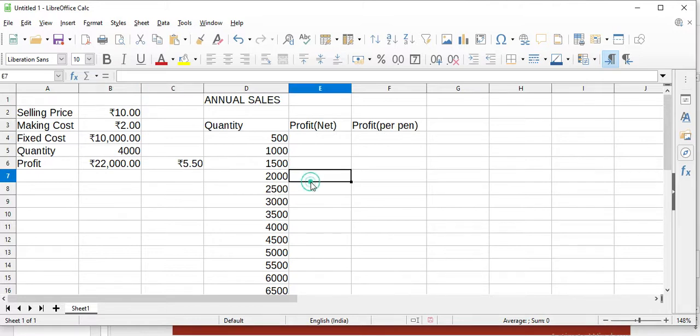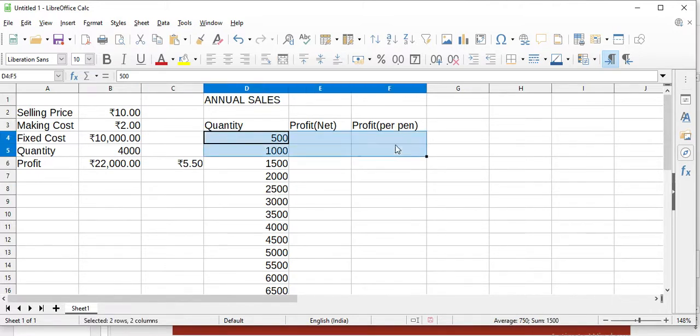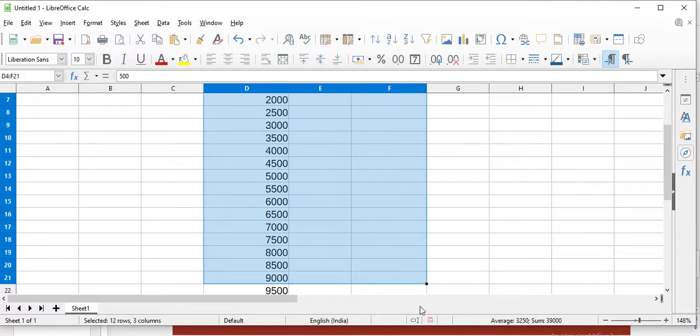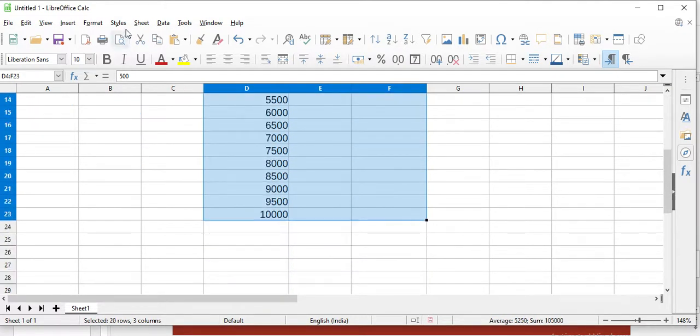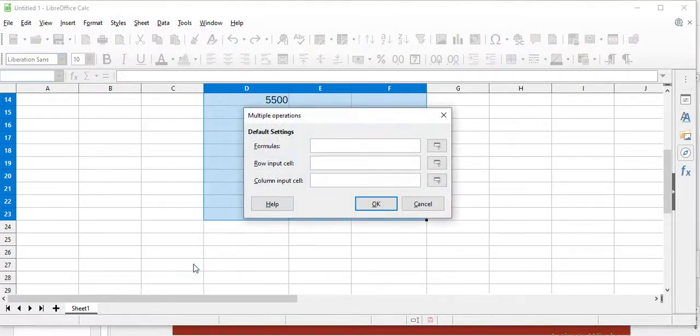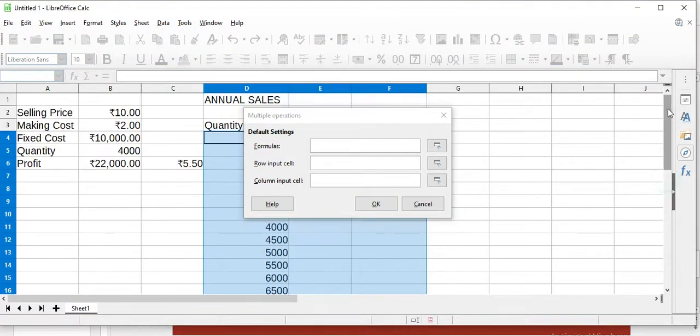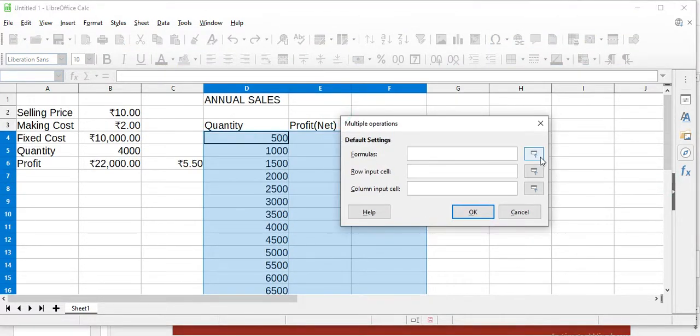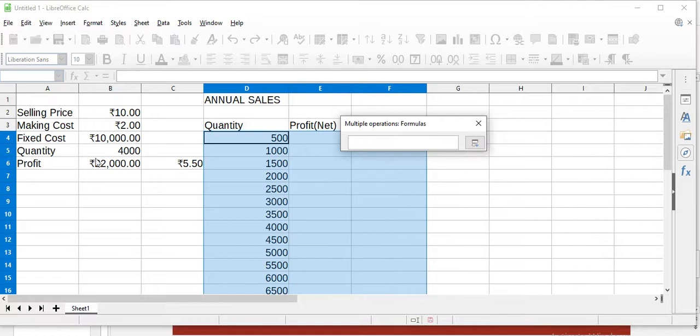First, you should select your quantity and the rest two columns together. Go to Data, choose Multiple Operations. In the formula, shrink the formula. From where do you have to take the formula? From your profit and your per pen profit. So shrink it, and when you are selecting, select these two. You will see B6 and C6 came.